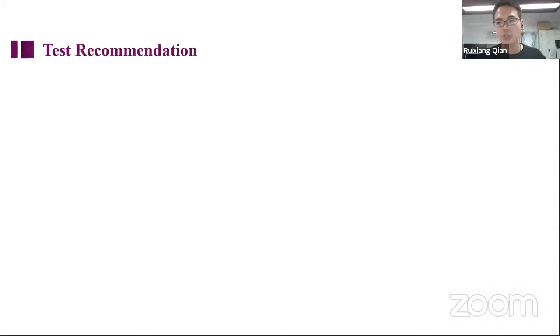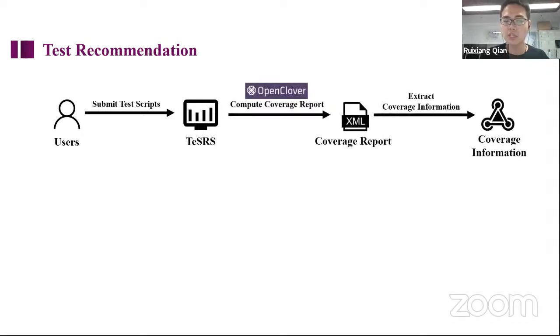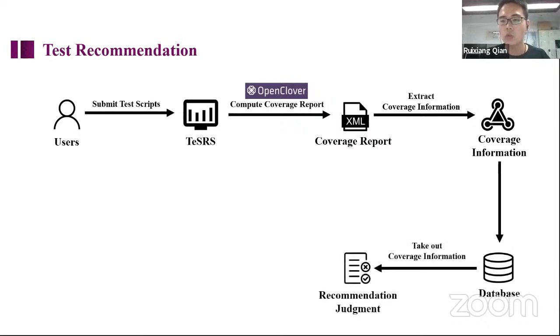The test recommendation process is finished online. When users submit their test script to finish some test task, TSS will compute the coverage information about the submitted test script, also using OpenClover, and this information will be saved into the database for further recommendation judgment. We set a standard for judgment. That is, a test novice must submit at least once, and the score cannot be 0.